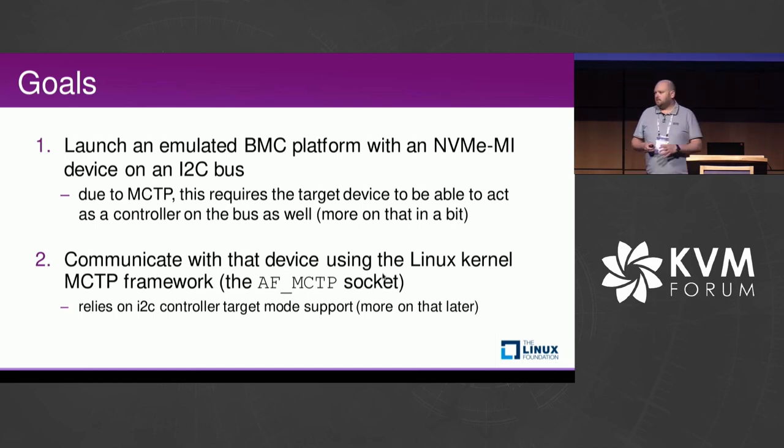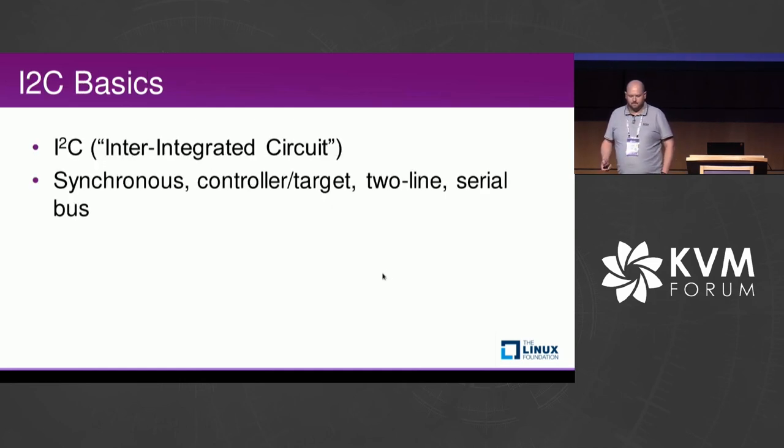Because of the way MCTP uses I2C, this requires the target devices to be able to actually act as a controller on the bus, something that QEMU could not handle prior to this work. It also requires a mechanism for having the data that these controllers or targets are sending back to the controller on the bus delivered to the host. This requires the so-called target mode in the controllers, which we'll also be looking at.